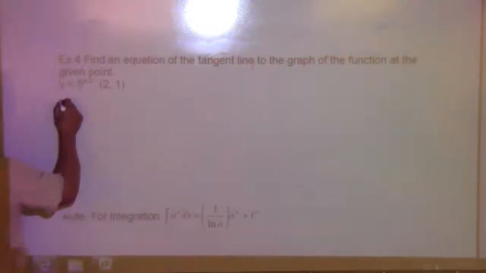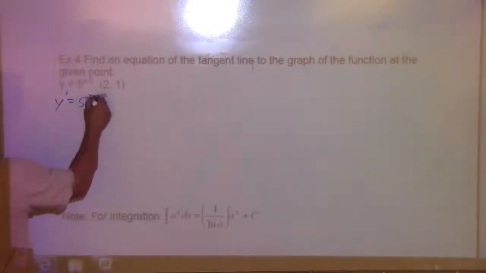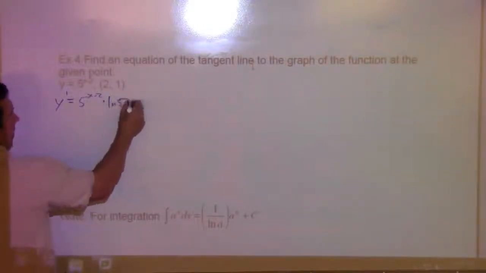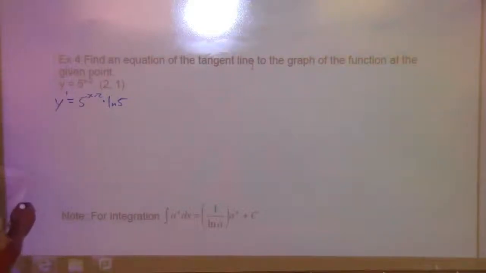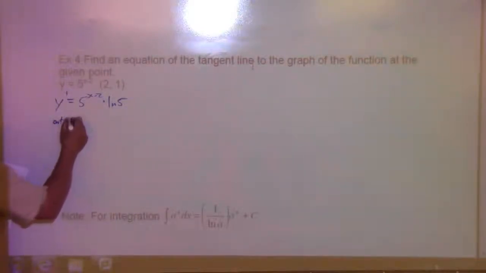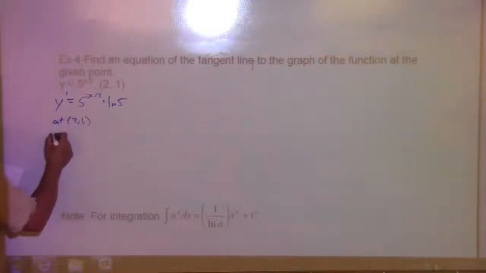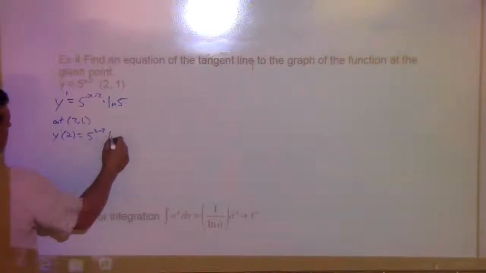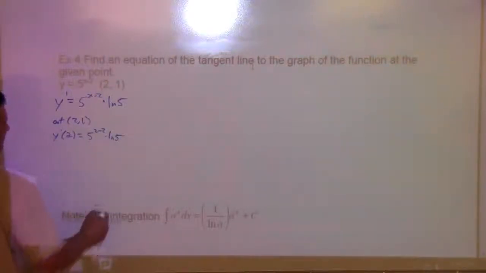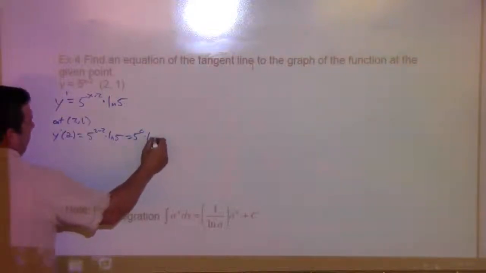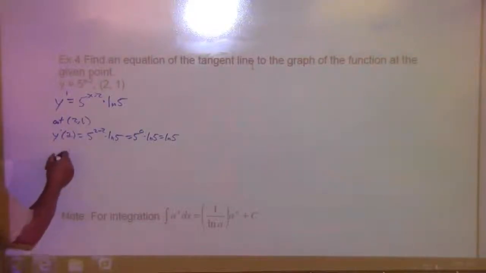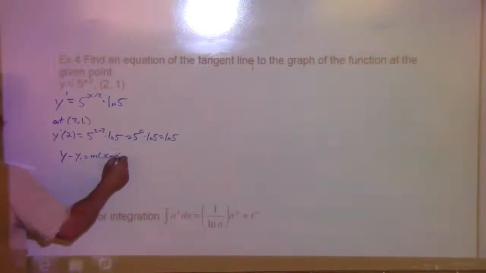So what's our derivative going to be? 5 to the x minus 2 times the derivative of x minus 2, which is just 1, times the natural log of 5. Now at 2, 1, y prime of 2 is going to be 5 to the 2 minus 2 times natural log of 5. It's 5 to the 0 times natural log of 5, which is just natural log of 5. We're working off the point slope formula, y minus y1 equals m times x minus x1.